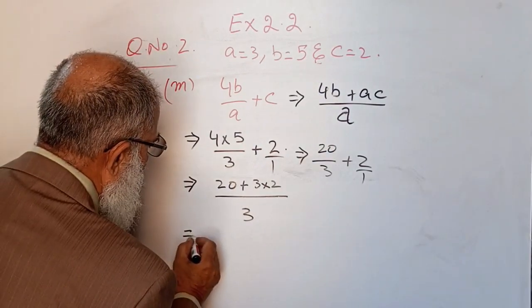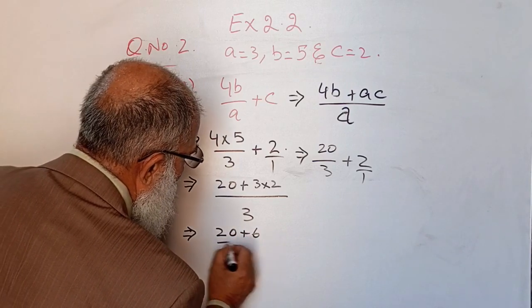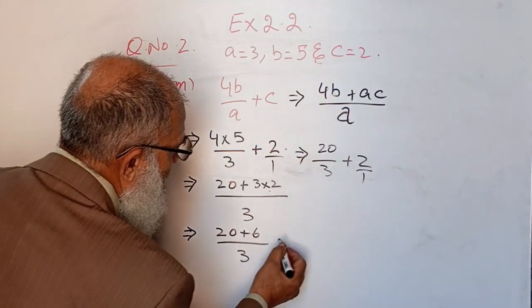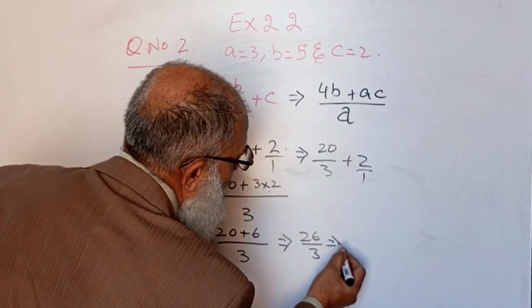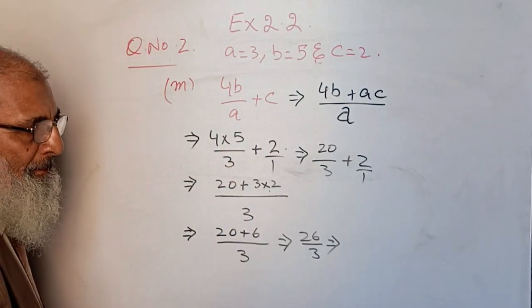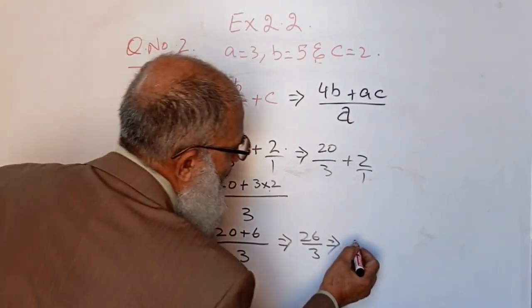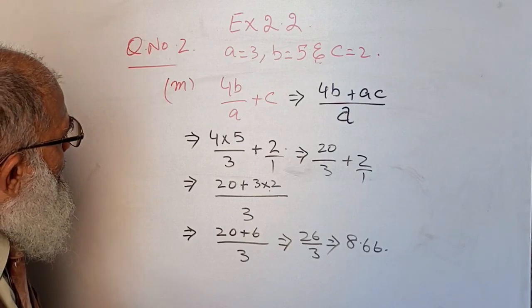So what will the outcome be over here? It will become 20 plus 6 divided by 3. It will become 26 divided by 3. And if you want to bring it into decimal fraction, it will become 8.66. Now this is the answer for this.